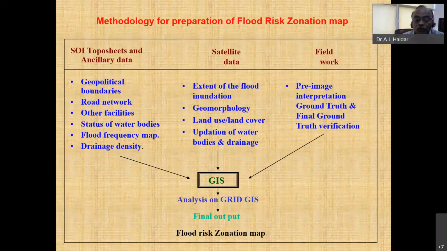So this is how we prepare the flood risk map. Sorry to interrupt, sir. We are running out of time, sir. I'll finish in only 2-3 minutes. So when discussing flood risk mapping, the settlement data and other ancillary data, such as geopolitical boundaries and road network, are prepared, because with GIS you can prepare the flood risk zonation for the purpose of the administrative people.